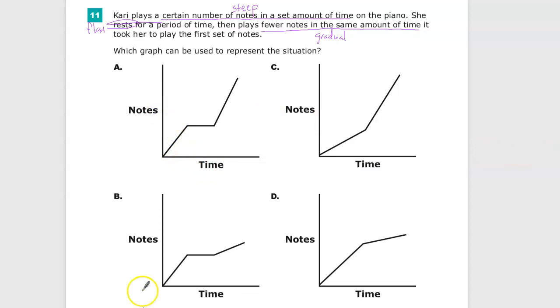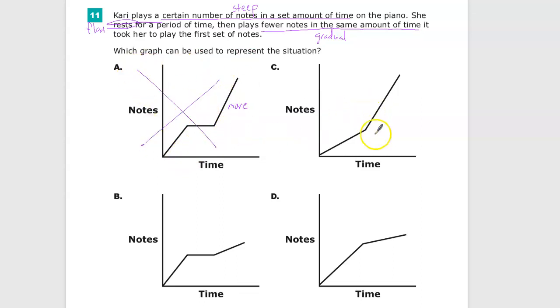So in the first case, we have a reasonable candidate. The problem is she's doing pretty well there, and then it's flat, and then it goes up again. That's a really likely pick for people to choose because it has the play, rest, play component to it. The problem is the slant here is pretty close, and it may actually be sharper here. This would indicate that she's playing more notes during this period than here, or the same, depending on it looks a little steeper to me. So this is probably not it.